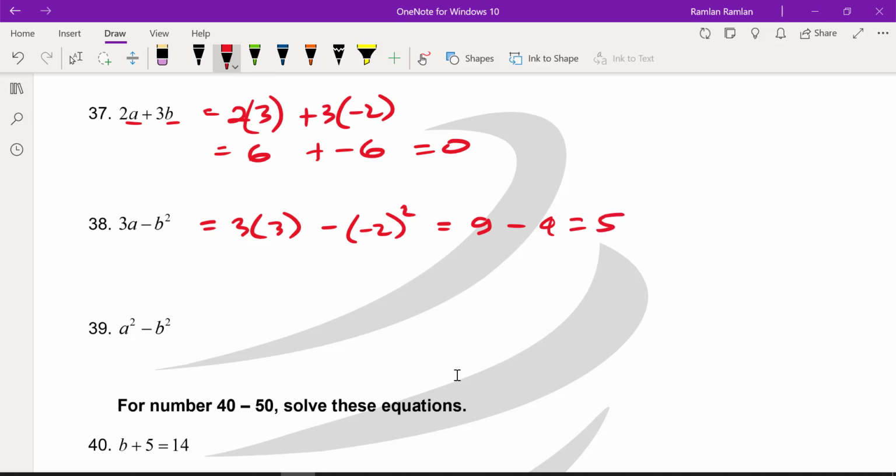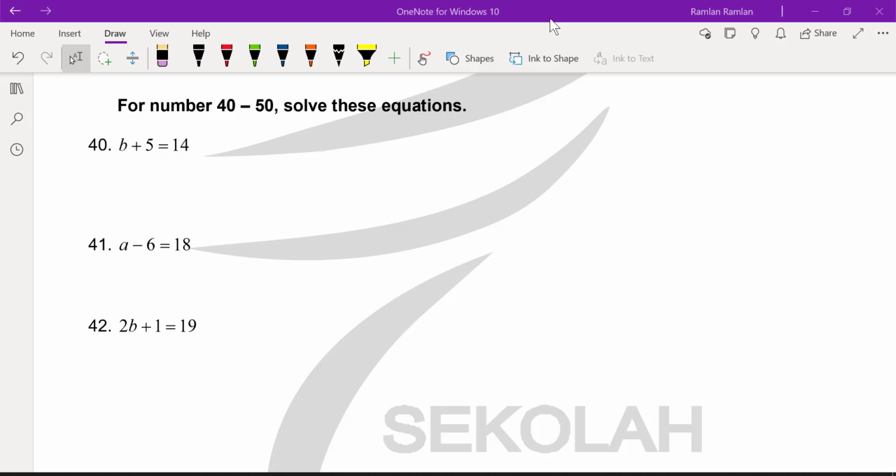Okay, next one is a squared plus b squared. There'll be 3 squared minus -2 squared. There'll be 9 minus 4 and it's the same thing. I mean, coincidentally, it's the same as number 38. Okay, so for number 40 until number 50, solve these equations.